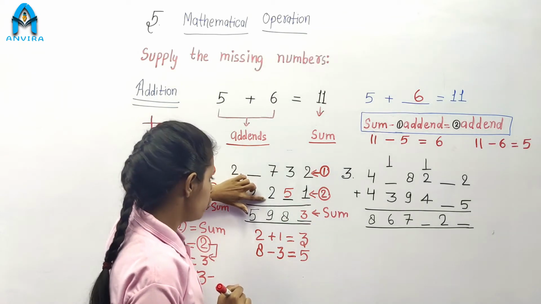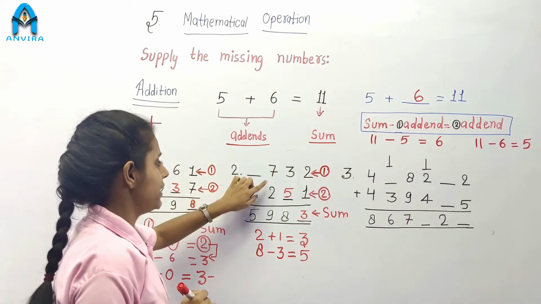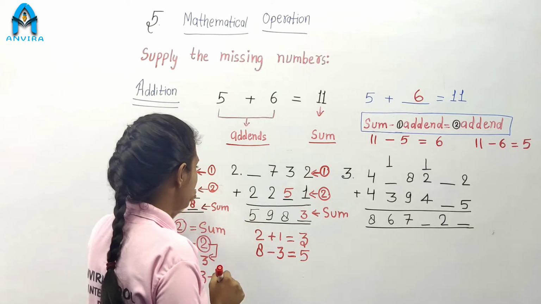7, 2, 9. First addend, second addend and sum all are given. Let's go to the next.